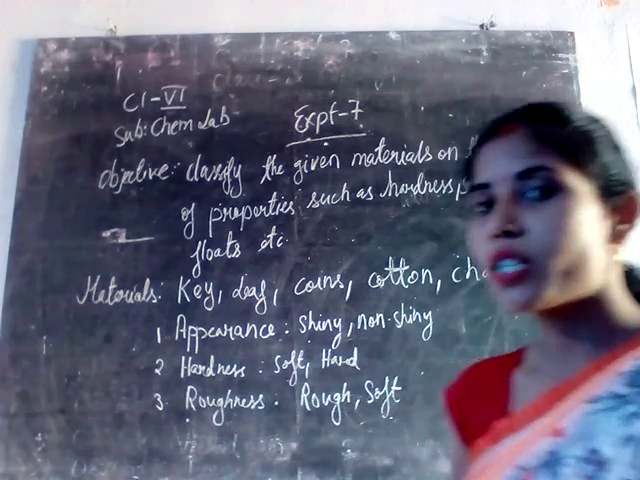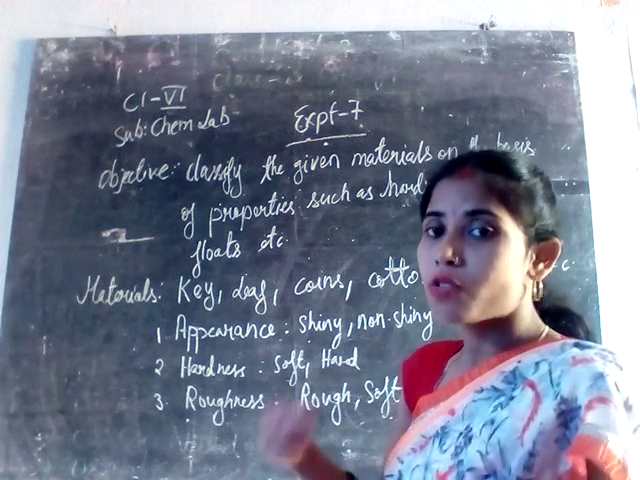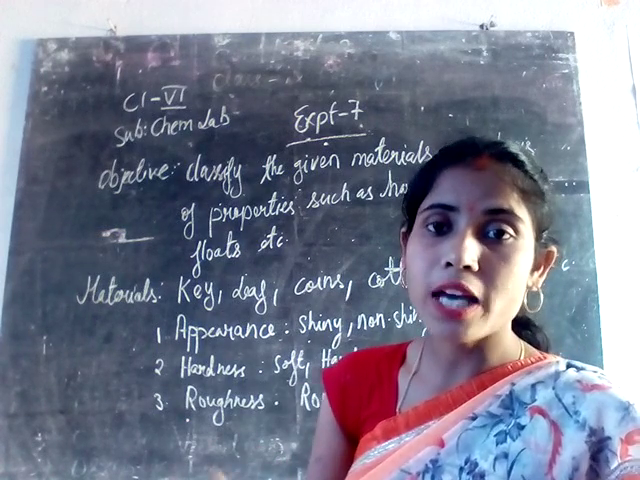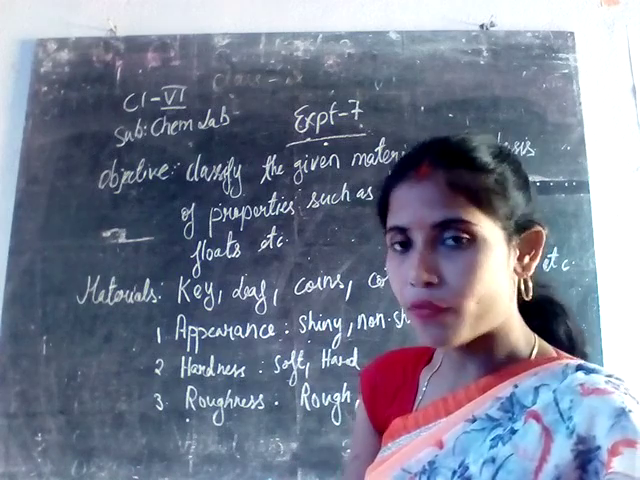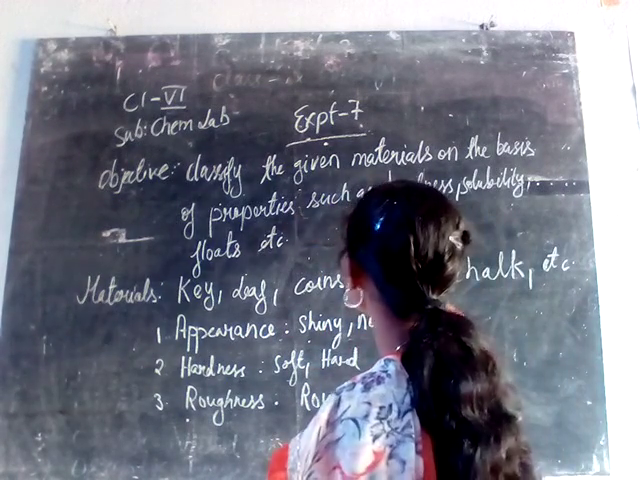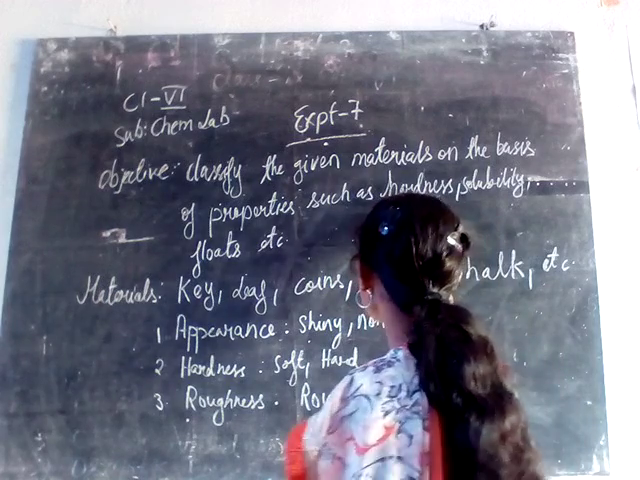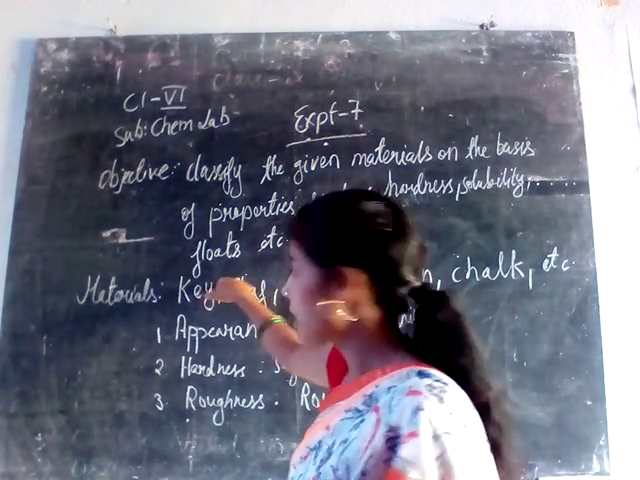So this one we have to see on the basis of what? We have to check on the basis of hardness and softness, like cotton or sponge. They are soft in nature and absorb more water. So that also we have to see. So this is your experiment. We have to classify the materials on the basis of properties like hardness, solubility, floating in the water, and sinking in the water.